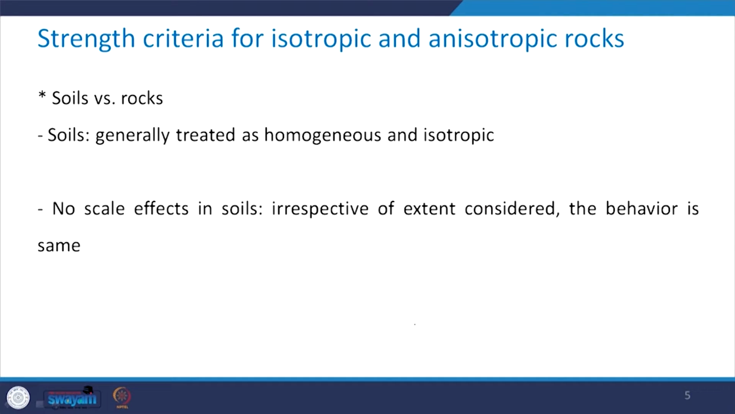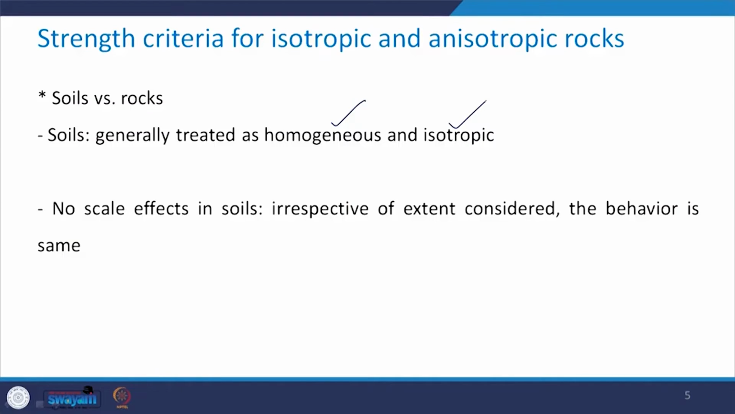Soils are generally treated as homogeneous and isotropic, although they are not, but most of the theories, when they were developed in the beginning, had this as the first assumption, homogeneous and isotropic, be it shear strength theories or consolidation, etc. There are no scale effects in case of these soils. Irrespective of the extent which is considered, the behavior of the soil specimen is going to be the same. So, there is no scale effect.